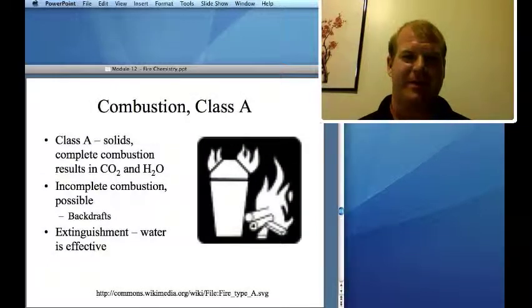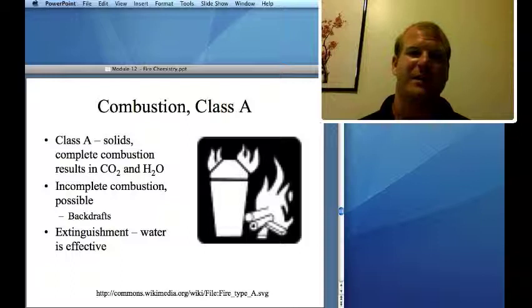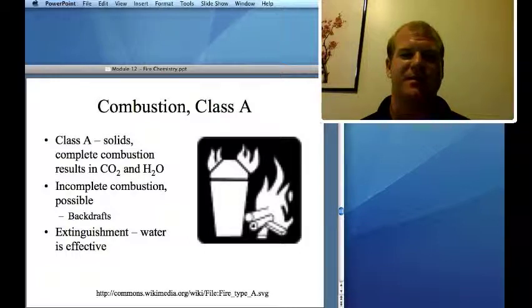Class A fire, combustion. So if there's incomplete combustion, though, we'll talk a little bit more about that later, that can lead to backdrafts. So maybe you were taught this in grade school and kindergarten. If the door handle is hot, don't open your door, because if you open the door, suddenly you have heat, you have fuel, and you have a rush of oxygen that can cause a phenomenon called a backdraft and cause a big explosion.